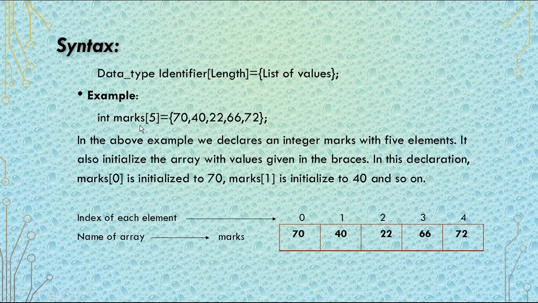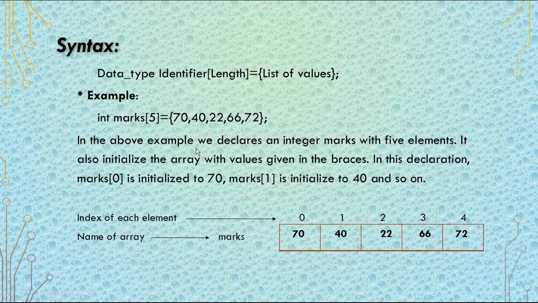This is the example: int marks[5] = {70, 40, 22, 66, 72}. Int is the data type, marks is the identifier or name, 5 is the length, and these are the list of values. If this list is greater than the array length, here we have 5 values: 70, 40, 22, 66, and 72. If we have one more value, it will generate an error. But if we have fewer values, like 70, 40, 22, 66, not 72, if we have 4 values, then the fifth value will be directly initialized to 0.